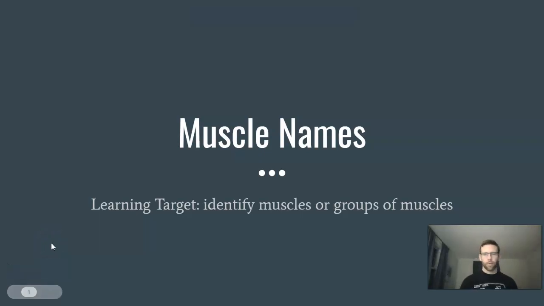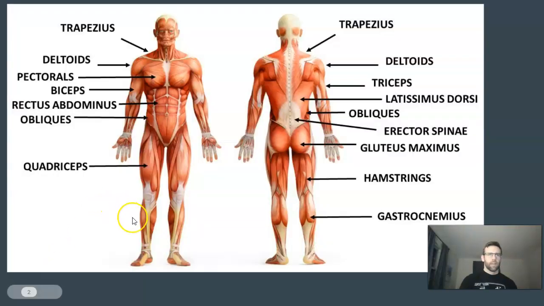Hello everyone. So the goal of this video is to understand muscle names. So your learning target is to just identify muscles or groups of muscles. All right, so I'm going to look at some of these more common muscle names. All right, and even some of these aren't necessarily individual muscles. Some of them are groups of muscles. For example, the quadriceps. It's actually four separate muscles, but we commonly refer to them as the quadriceps.